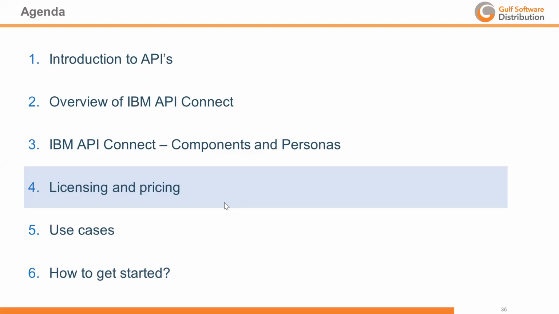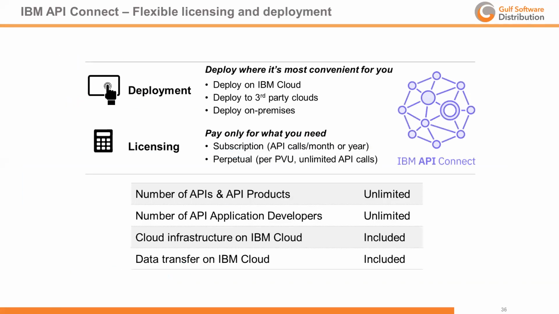So let me talk about the licensing and pricing next then. Basically, API management as a product can be deployed on IBM cloud, on third-party cloud, or on premises. The best part is the licensing model can be subscription regardless of the deployment model. Even for on-premise, it can be a subscription licensing model, or it can be perpetual.